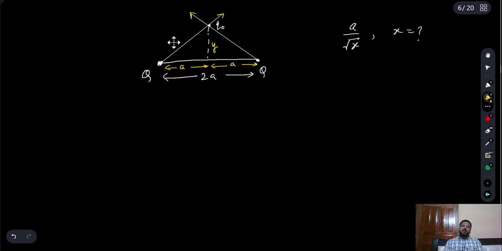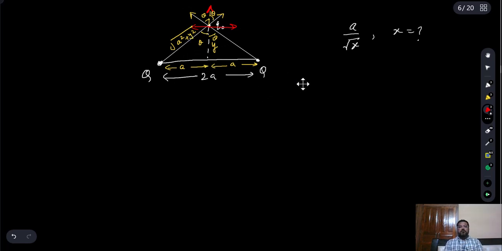So the distance between the charges will be nothing but the root of a square plus y square. Now if we consider that this angle is theta, again by symmetry you can easily see that if you resolve the vector, you will have the cos components in the vertical direction of both vectors. These two components will add up, whereas the sine components will get cancelled out.